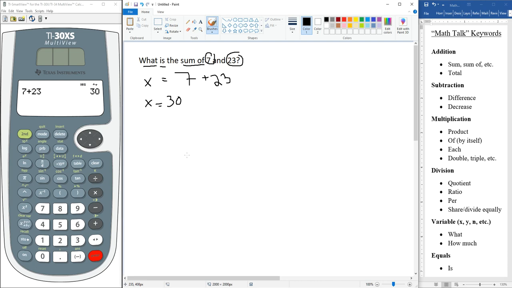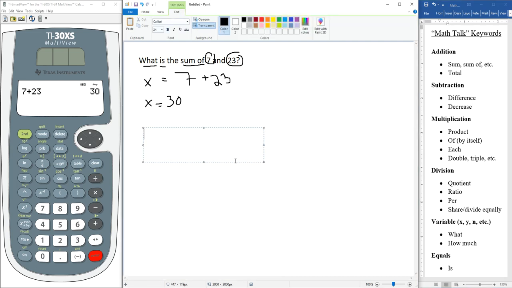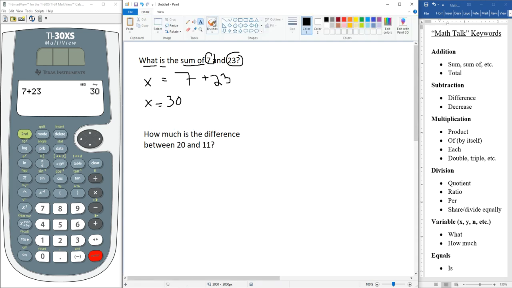Okay, let's do a subtraction problem. That means we're over here now with difference or decrease. So let's go back to text and write a little problem in here. How about: how much is the difference between 20 and 11? Question mark.